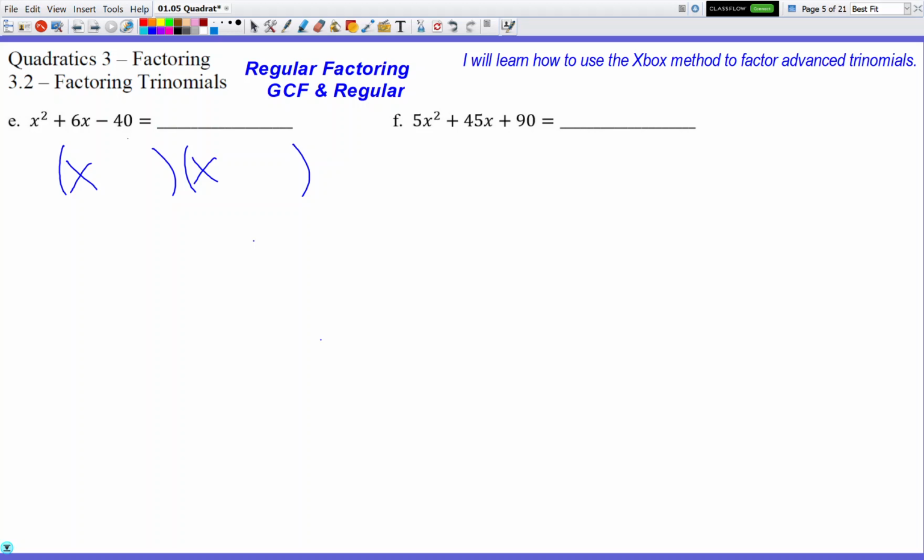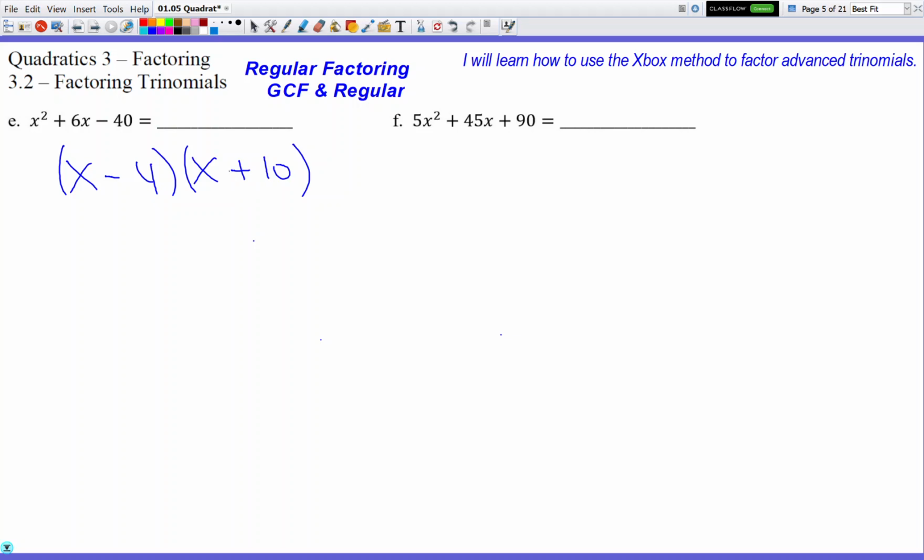So if I go 1 and 40, that's 39. If I go 2 and 20, that's 18. If I go 4 and 10, ooh, yeah, that's a 6. So let's do 4 and 10. Okay, so one guy has to be positive, one guy has to be negative. We're dealing with a positive 6, so I'm going to make positive 10, negative 4. So that when I go negative 4 plus 10, I get positive 6. When I go negative 4 times 10, I get negative 40, and there it goes.